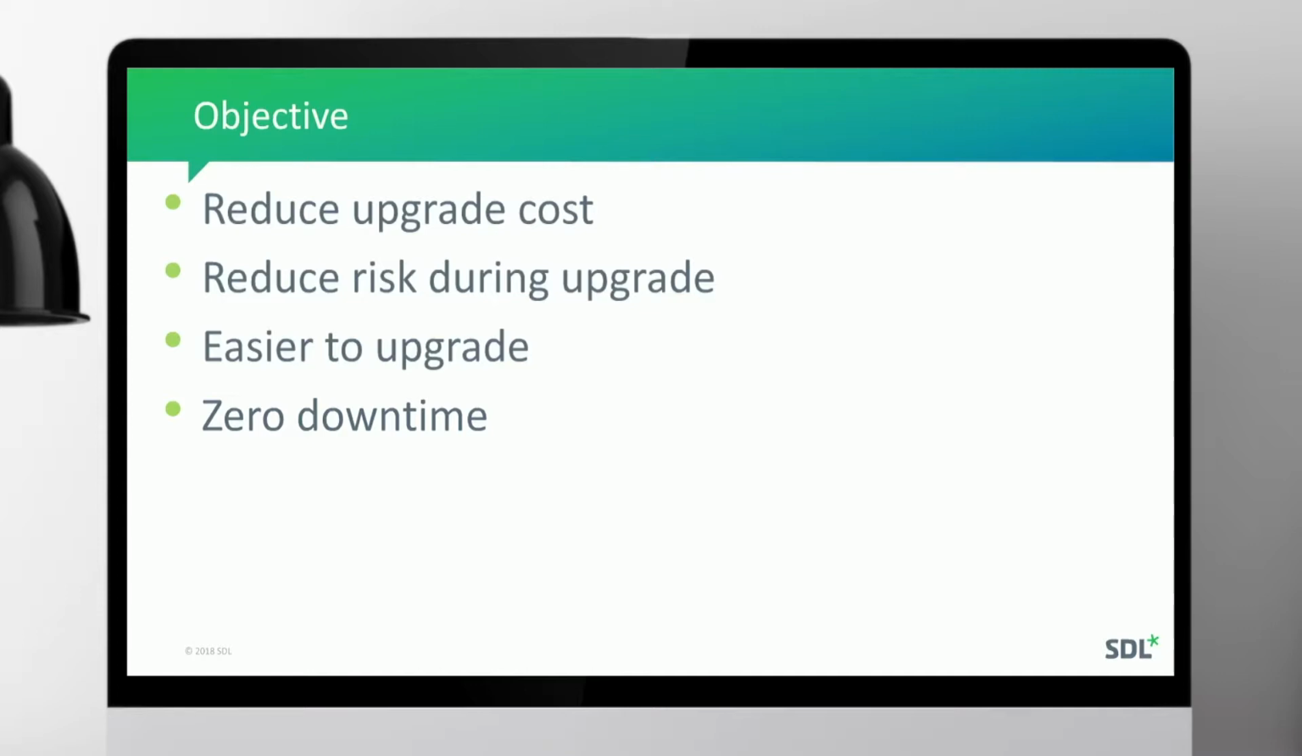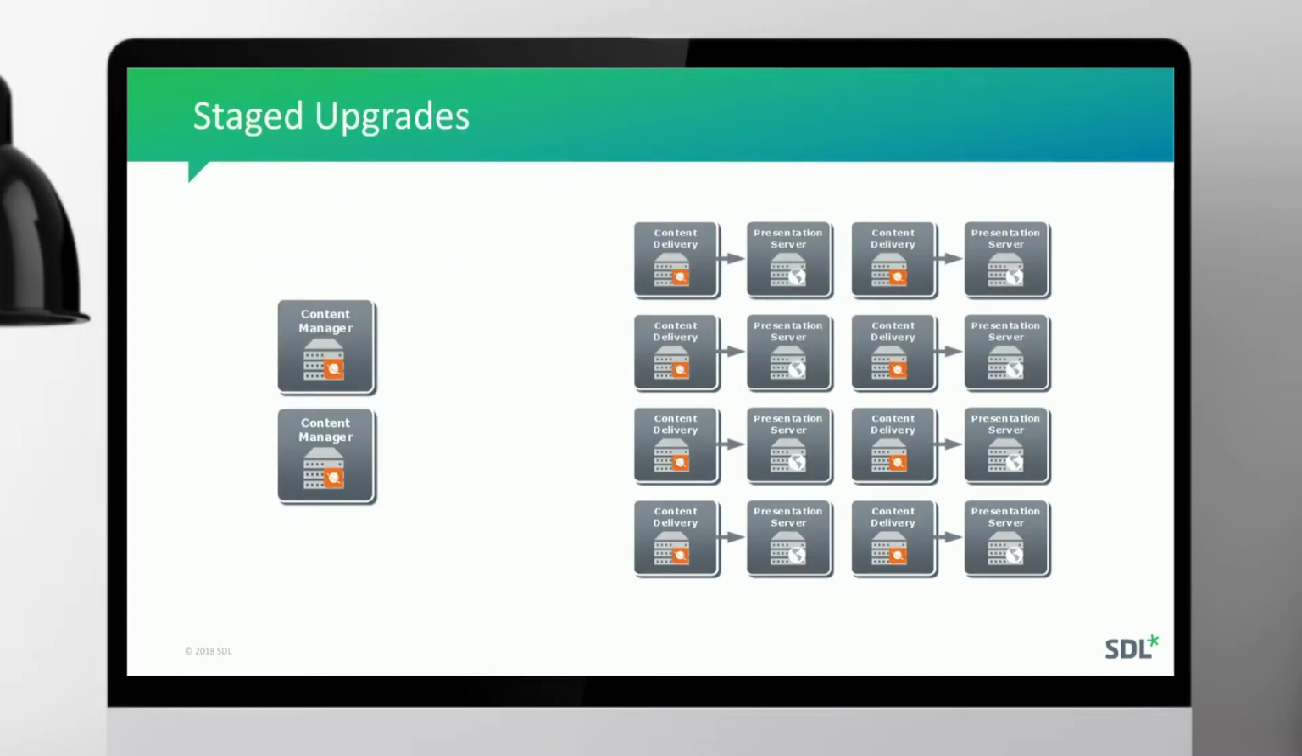We have actually done two significant things. The first one is that we have switched the staged upgrade. Previously the staged upgrade was the Content Delivery environment first, with the Content Manager following. We have switched that to Content Manager first and Content Delivery following.